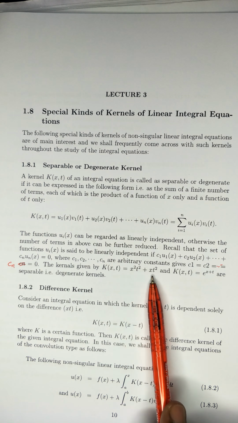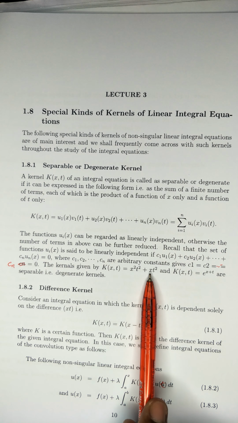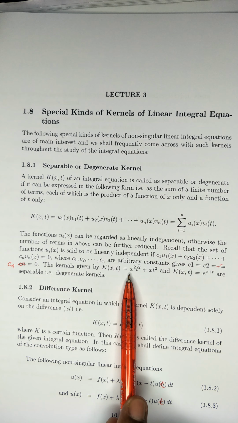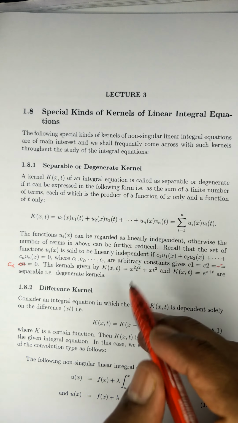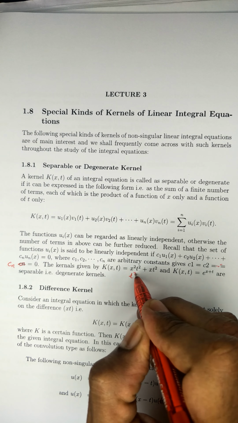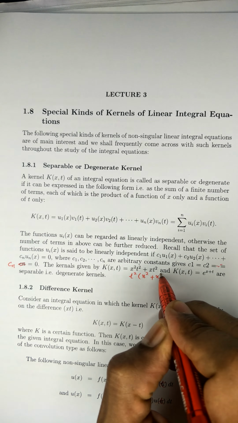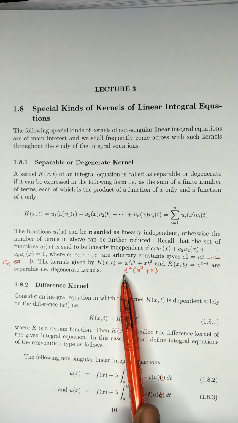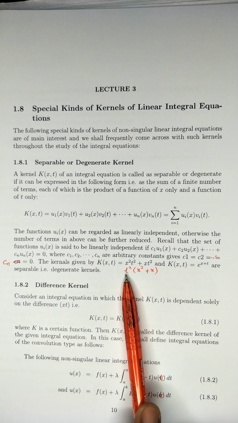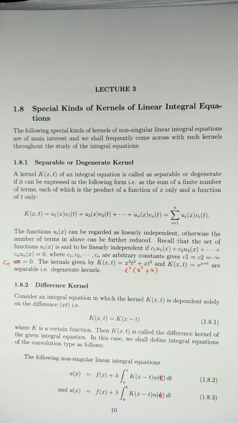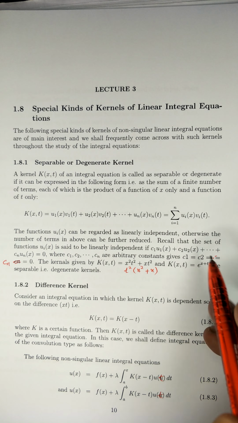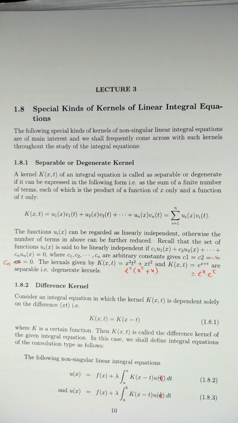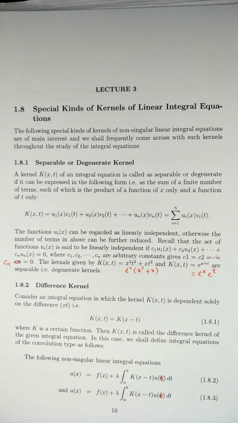So for example, you can separate this kernel. It is not difficult to see: you can factor out t squared, so that gives you t squared times x squared plus x. So it can be written in that form, the multiplication of a function of t only and a function of x only. As well as for this, you can write e^x times e^t. So this is a function of x only and a function of t only.